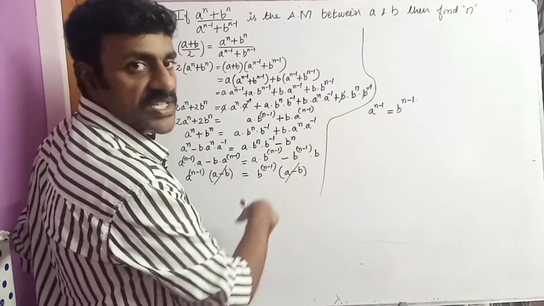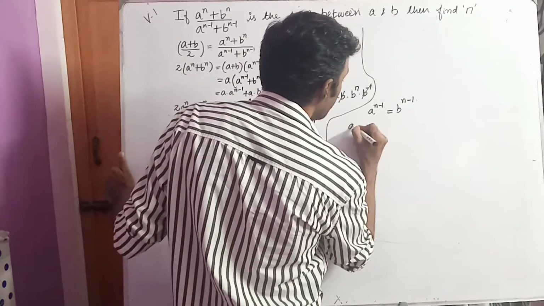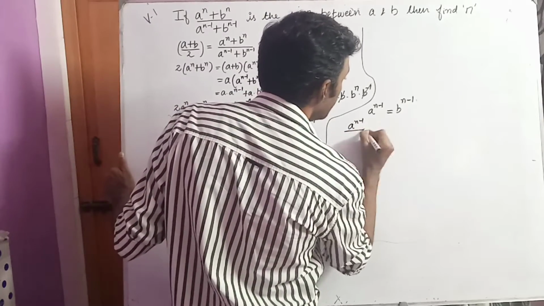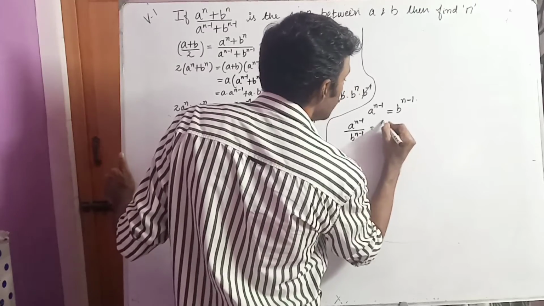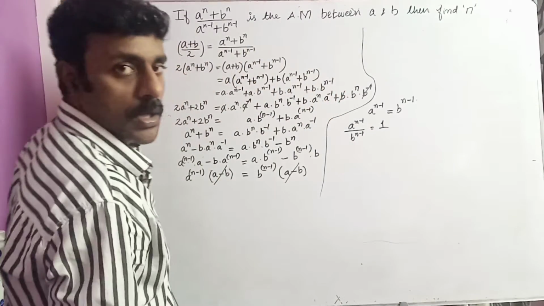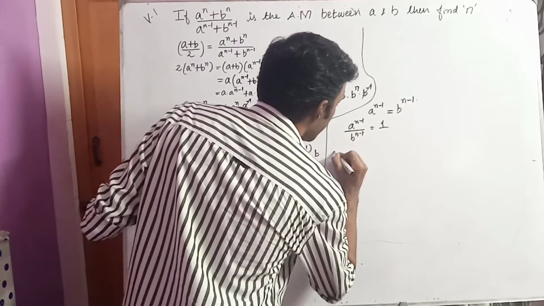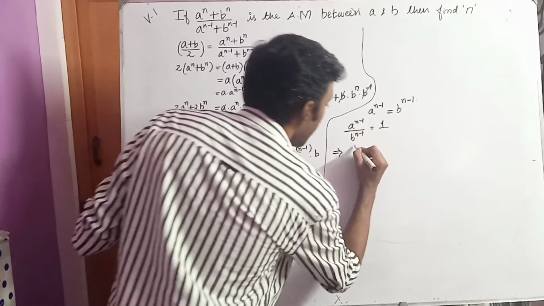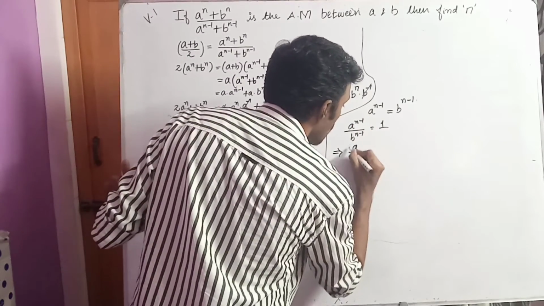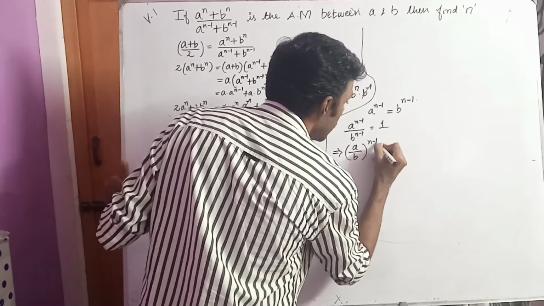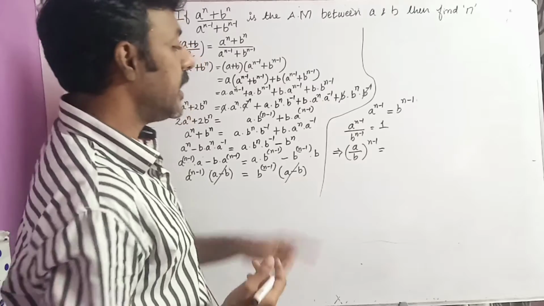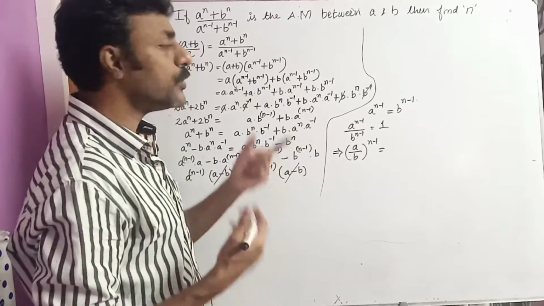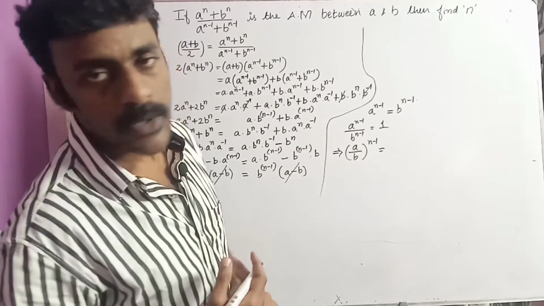to the denominator of the left hand side. So it will be a to the power n minus 1 divided by b to the power n minus 1, which will be equal to 1. Now this can be further written as a divided by b whole to the power n minus 1, which is equal to 1, and 1 can be expressed as a by b to the power 0. Anything raised to the power 0 will be 1.